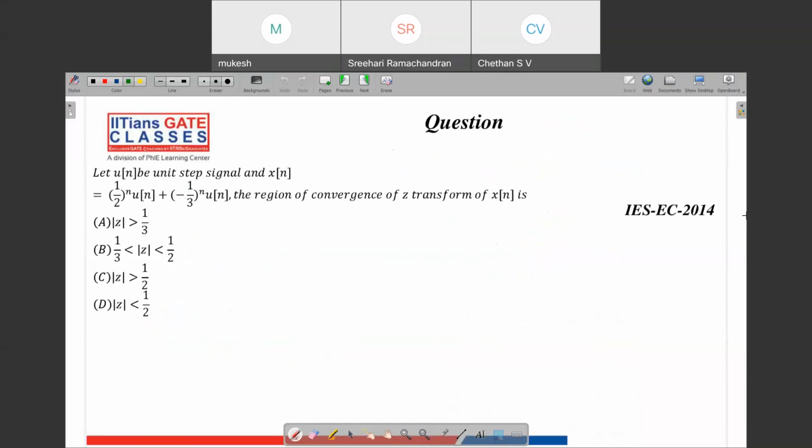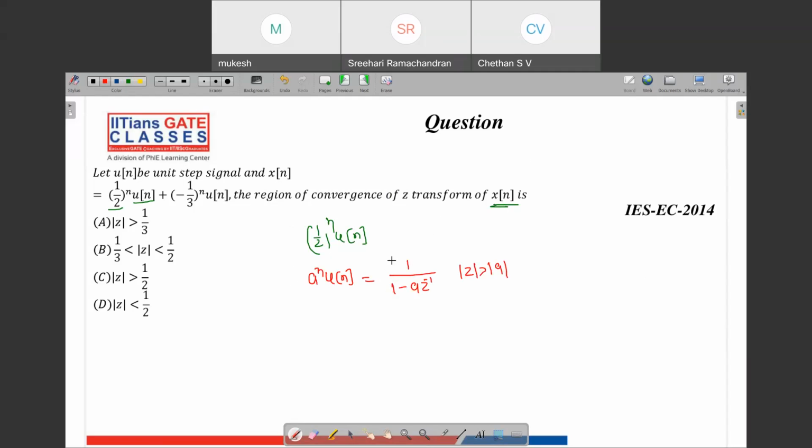Now I have taken one question from one of the ES problems. Here we have a signal given as 1 by 2 to the power n u of n, and another signal minus 1 by 3 to the power n u of n, and we need to find the ROC of this signal x of n. The first term is 1 by 2 to the power n u of n. We are going to use the formula we just saw: if you have a to the power n u of n, the z transform of this signal will be 1 upon 1 minus a z inverse, and the ROC will be mod of z greater than mod of a.